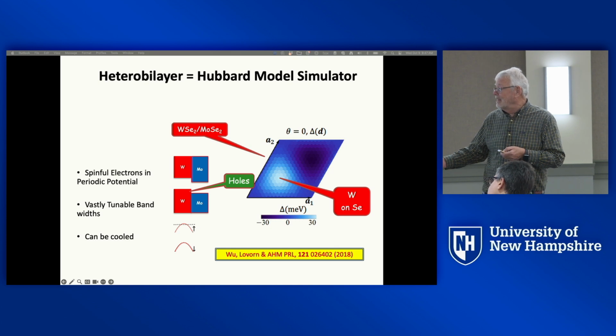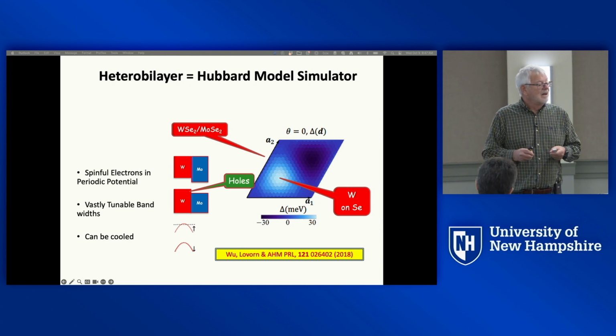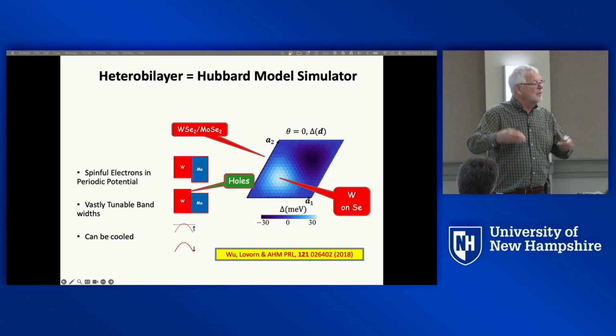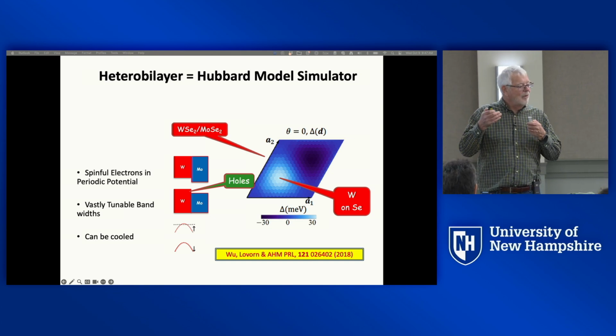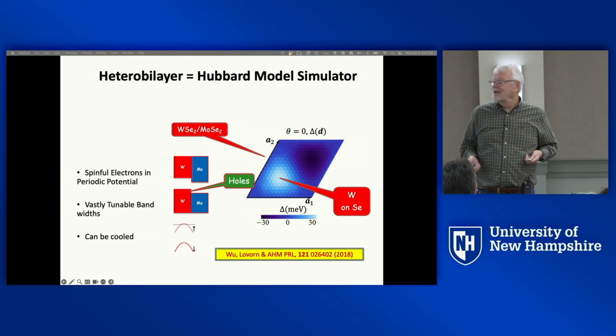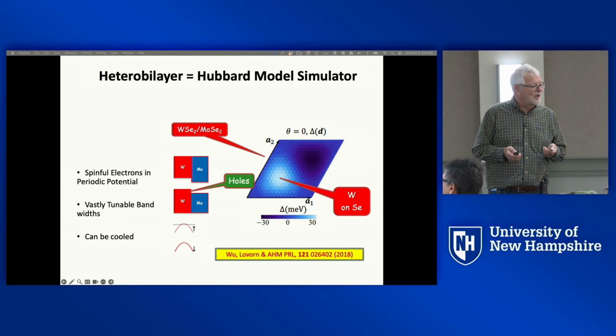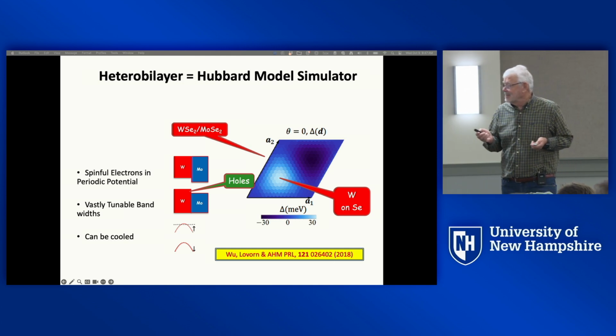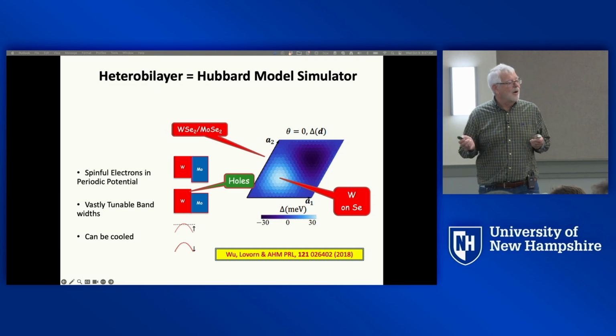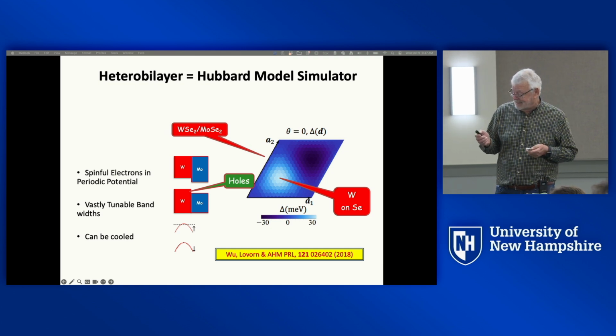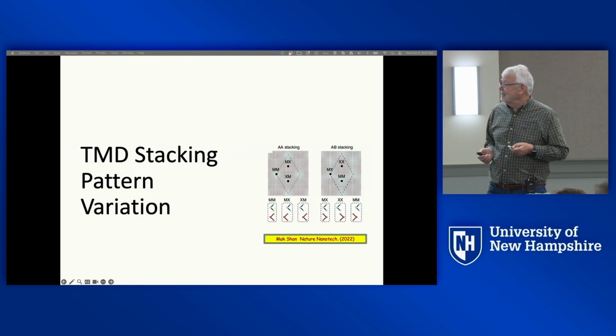And you can vary the bandwidths in principle by varying the Moiré pattern period, because if you have a given strength of potential, but you make the distance between extrema larger, then the tunneling from one minimum to another will get weaker and weaker. It turns out that in this case, valley is locked to spin and plays the role of spin. So these are really Hubbard model simulators, and we'll hear tomorrow that lots of Hubbard model type physics has been seen in these systems.